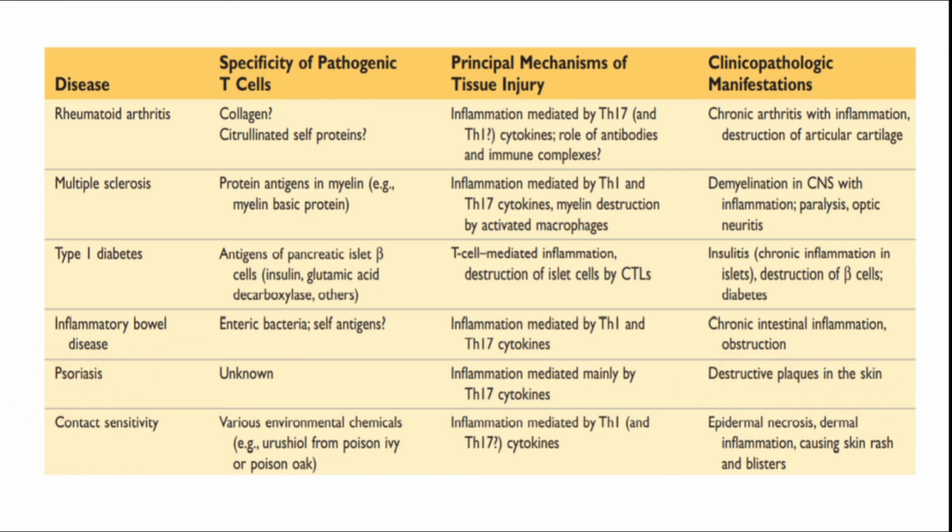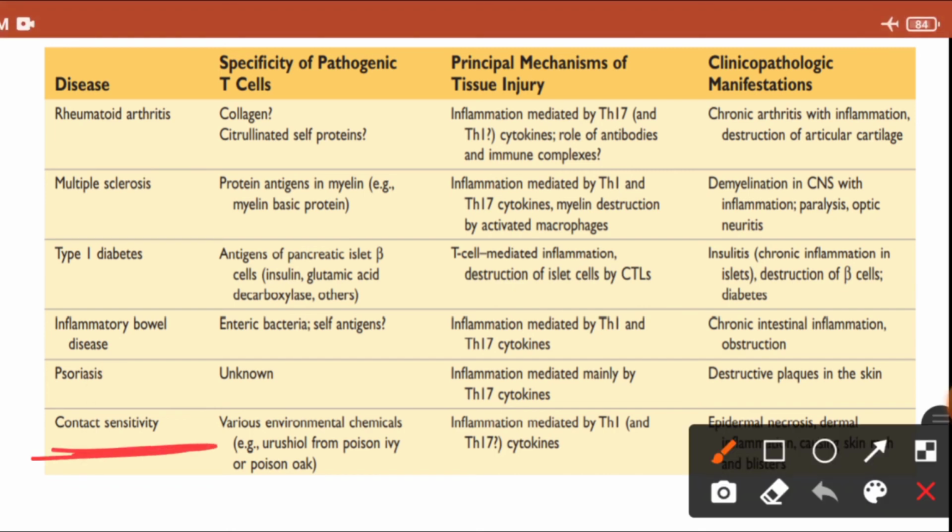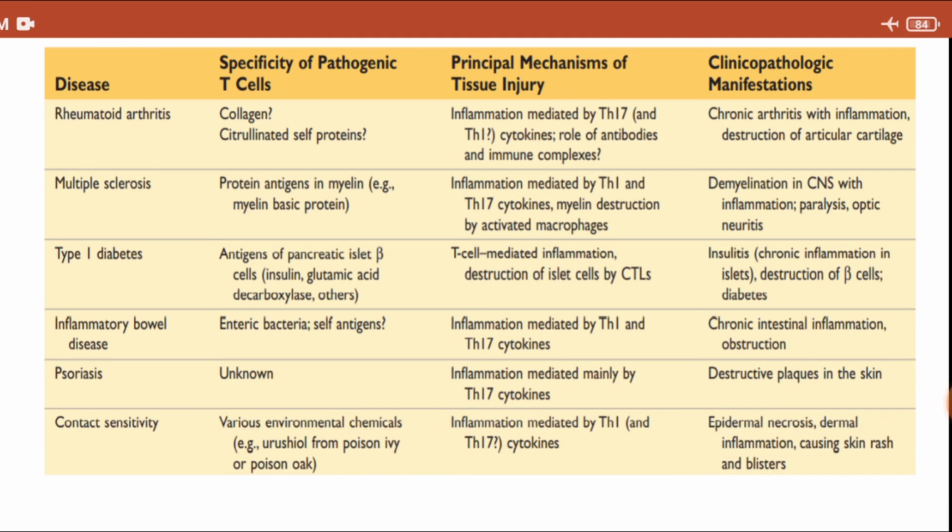Autoimmune psoriasis. And the final example is contact sensitivity, right? In which various environmental chemicals can act as an antigen, and the person will have dermal inflammation, right? There could be epidermal necrosis as well. In the skin, there could be necrosis, right?